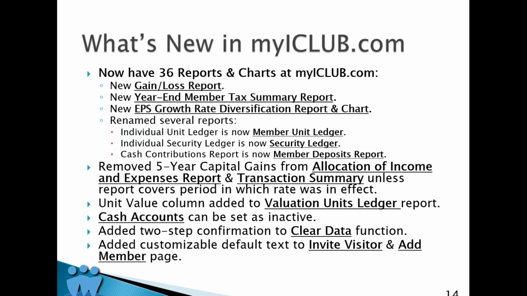So we renamed the individual unit ledger to the member unit ledger, because that's what it actually reports on. And we renamed the individual security ledger simply security ledger, because that's what it is. We also had our cash contributions report, which was really a report of member transactions and member deposits. So we called it the member deposit report. So hopefully those will make those reports a little clearer.